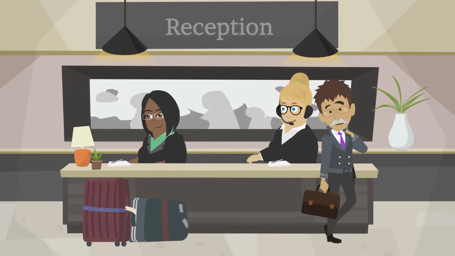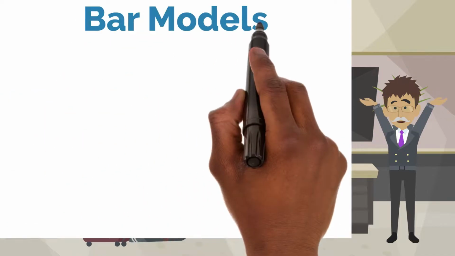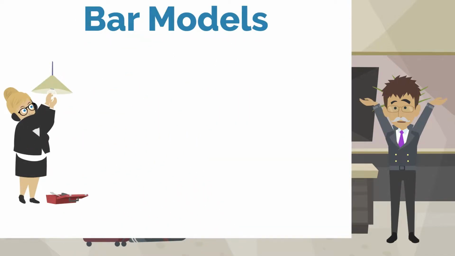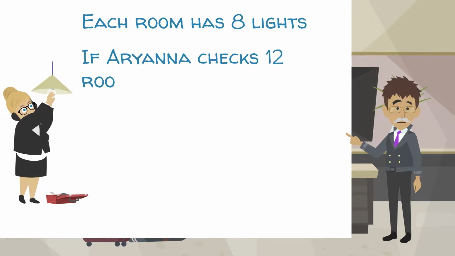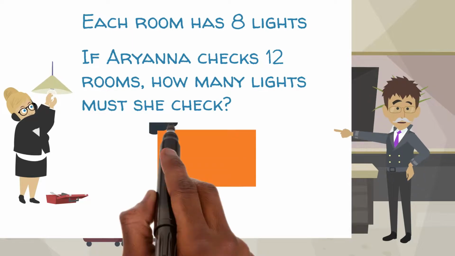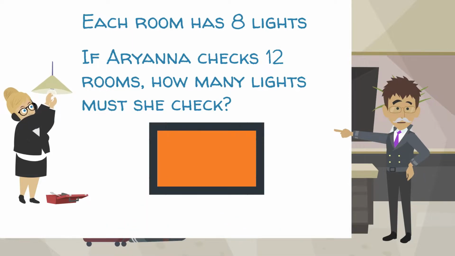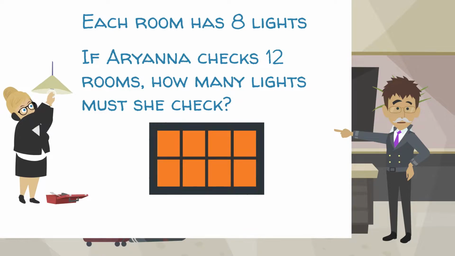Ariana manages a hotel and conference center. Before this weekend, she must check all the lights in each conference room. Each room has 8 lights. If Ariana checks 12 rooms, how many lights must she check? I will use a rectangle to represent one room. I separate it into 8 sections to represent the 8 lights in each room.